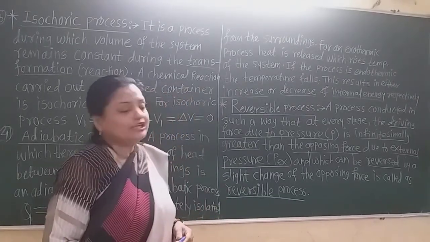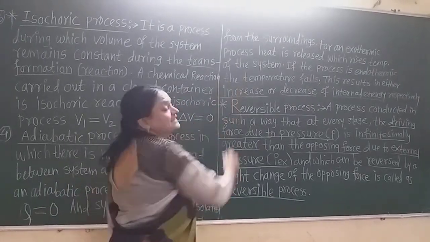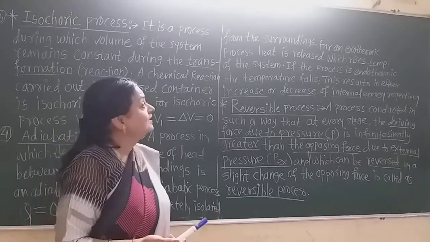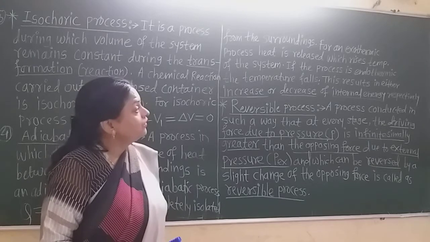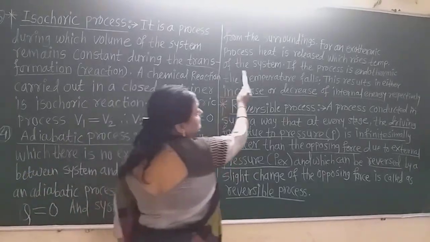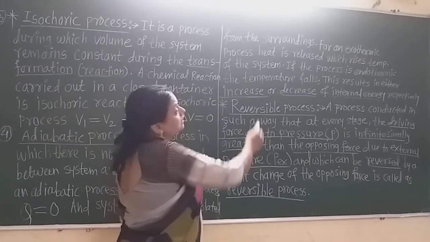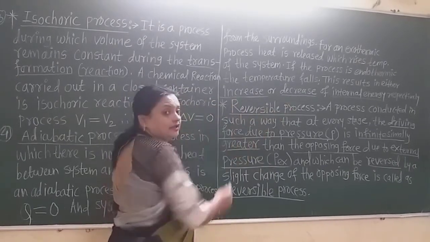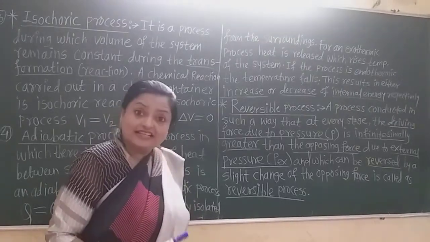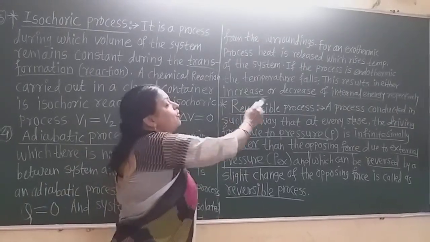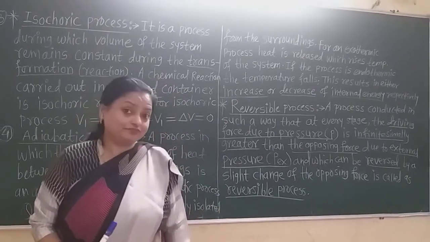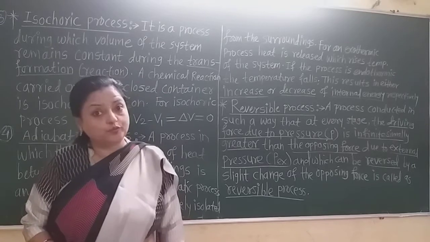So what is that? For an exothermic process, which is an adiabatic exothermic process, completely isolated, heat is released which raises the temperature of the system. And in the process which is endothermic, the temperature falls. And this results in either an increase or decrease of internal energy in this way. That is the adiabatic process.